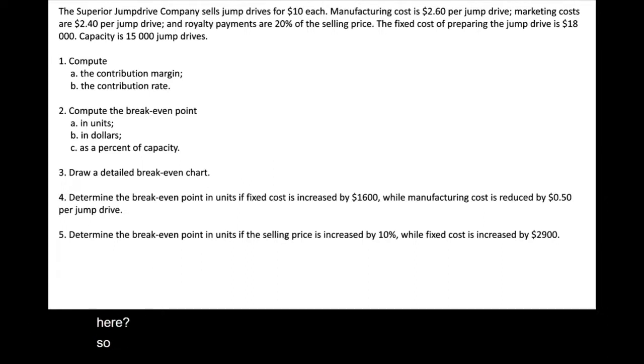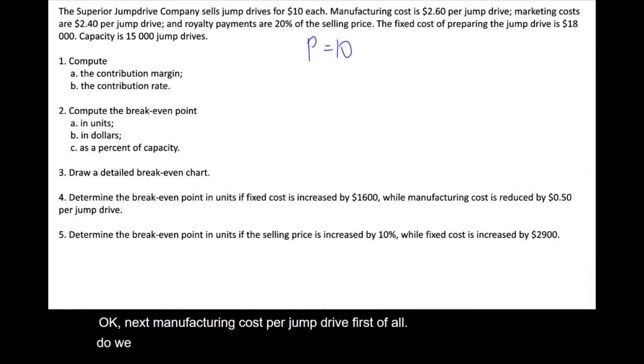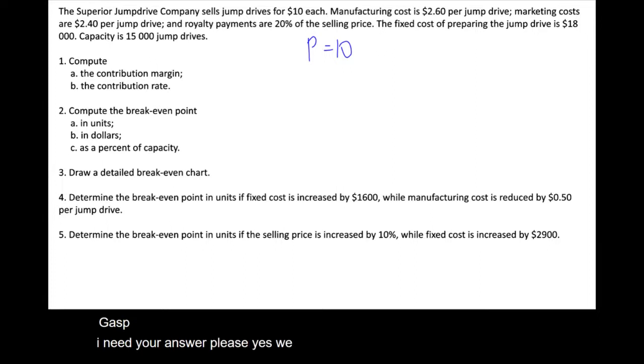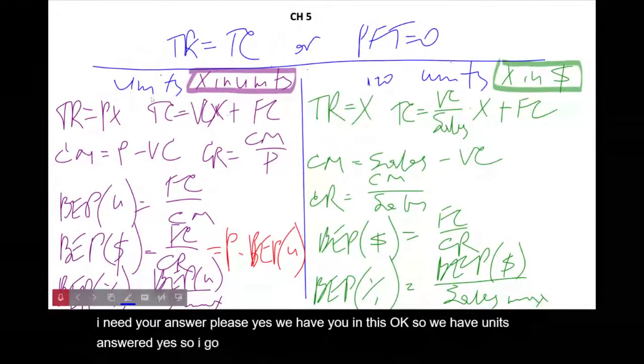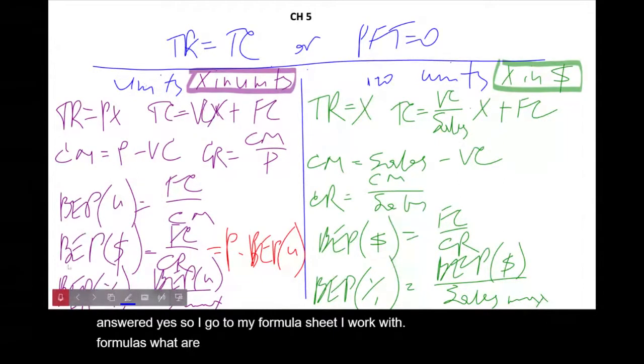So the company sells jump drives for $10. It is price. Okay, next, manufacturing cost per jump drive. Oh, first of all, do we have units here? Yes or no? Guys, I need your answer, please. Yes, we have units. Okay, so we have units. So I go to my formula sheet and work with the formulas developed for the case of units, right?